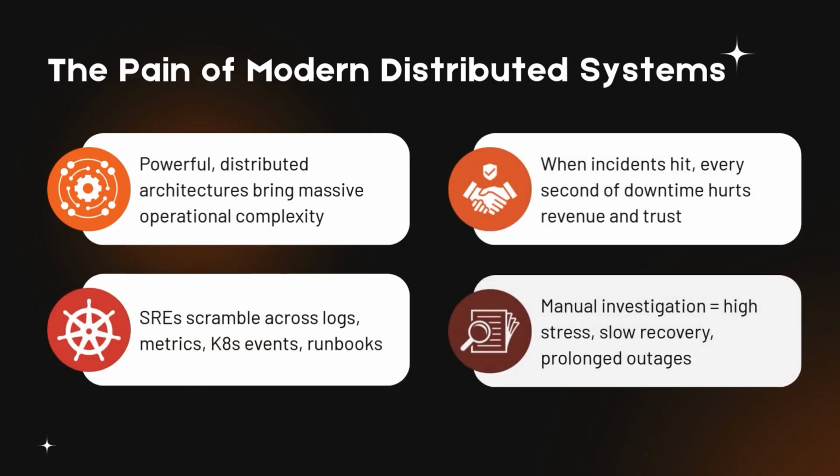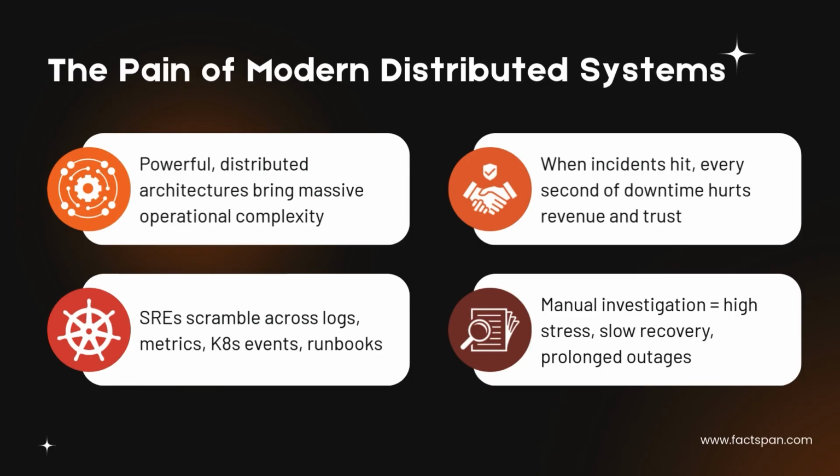When a production incident hits, like a payment or API service going down at 2 in the morning, the clock starts ticking. Today, SREs are forced to act like human detectives, jumping between logs in one tab, metrics in another, Kubernetes events in a third, and runbooks somewhere else. Manually stitching together clues from these silos is exhausting and, more importantly, it extends downtime and hurts the business.